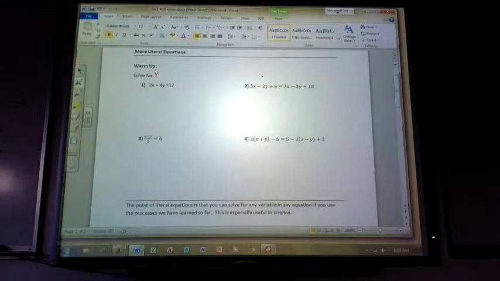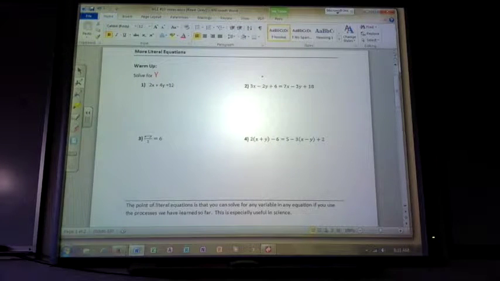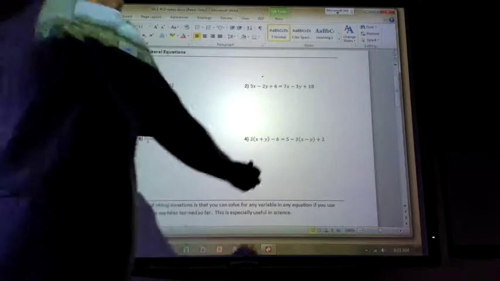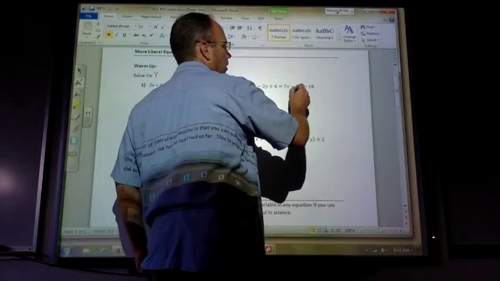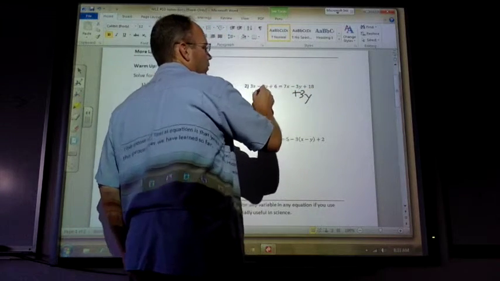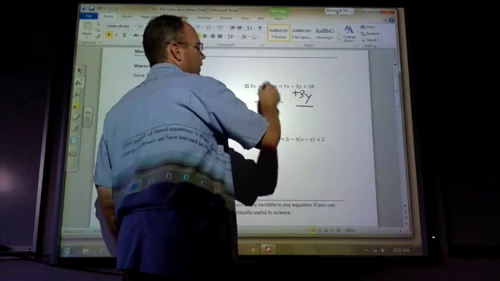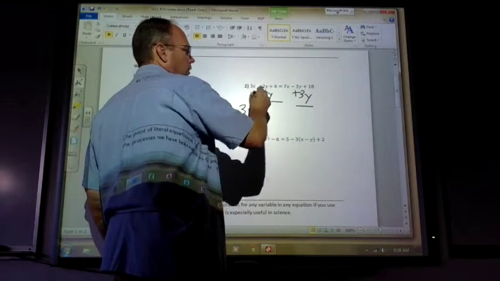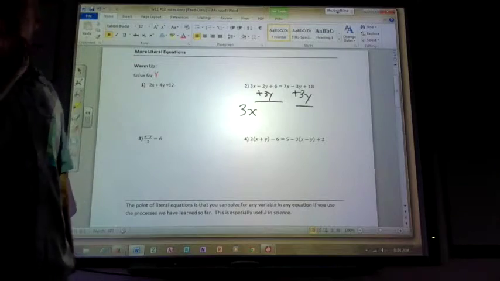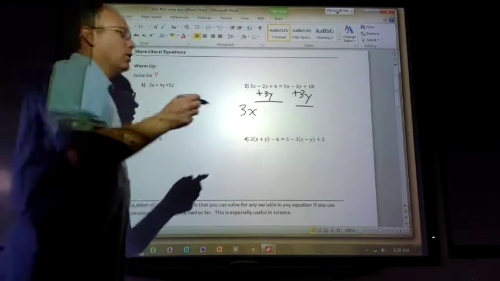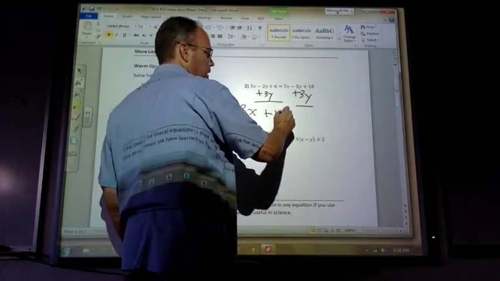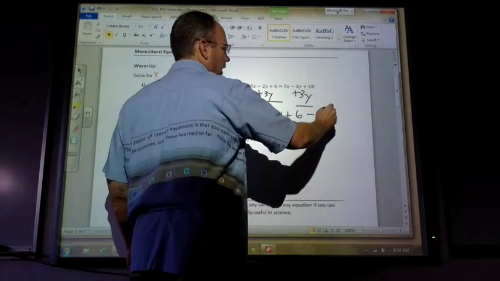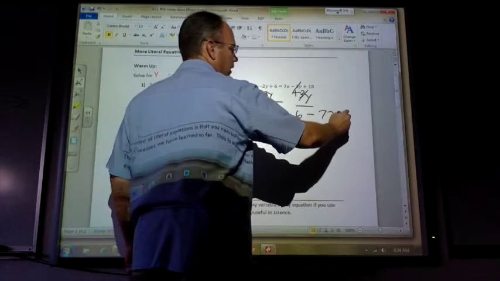Next one, number 2, I have 3x minus 2y plus 6 equals 7x minus 3y plus 18. I want to get y by itself, so I'm just going to have to start someplace. So I think I might start with adding 3y to both sides. If I do that, the 3x stays by itself. What's negative 2y added to 3y? 1y, which is just y plus 6 equals 7x. Those are gone now, plus 18.